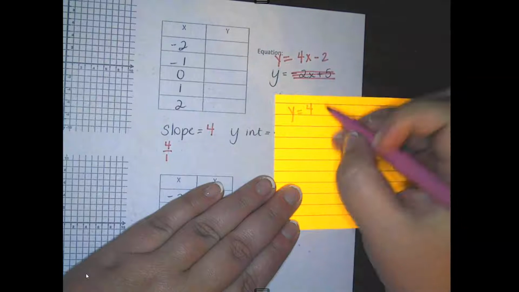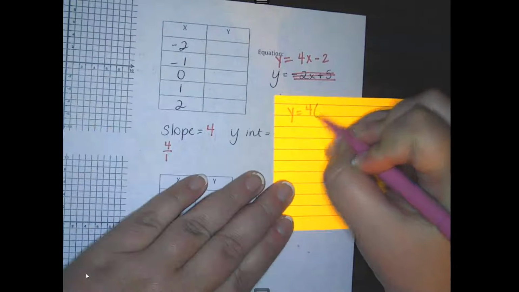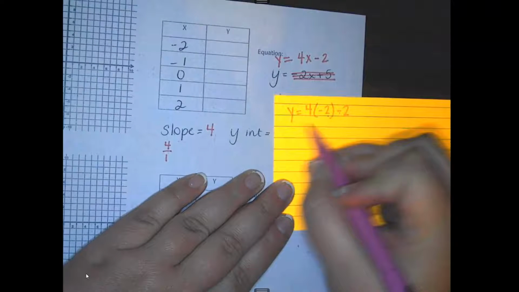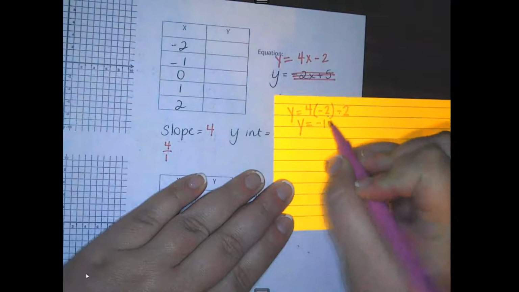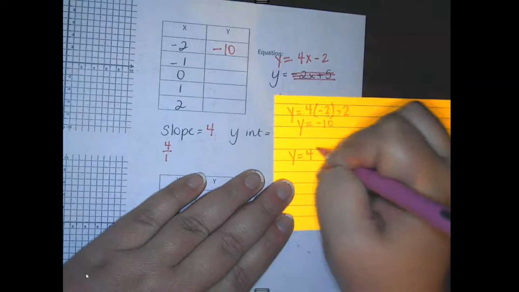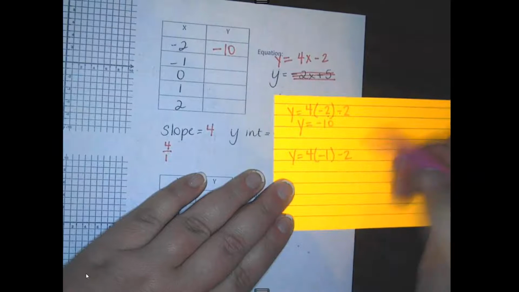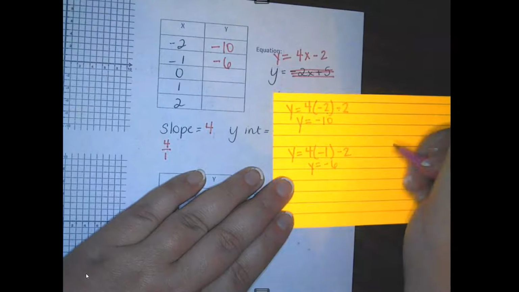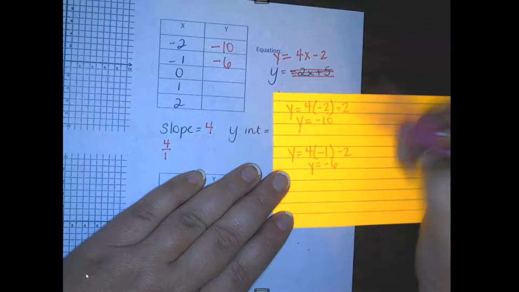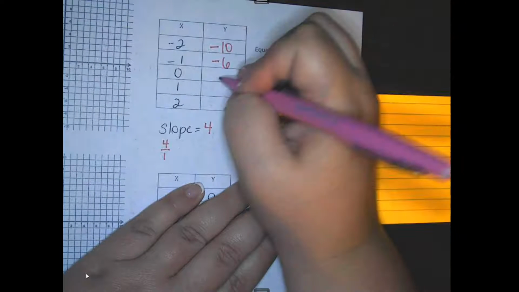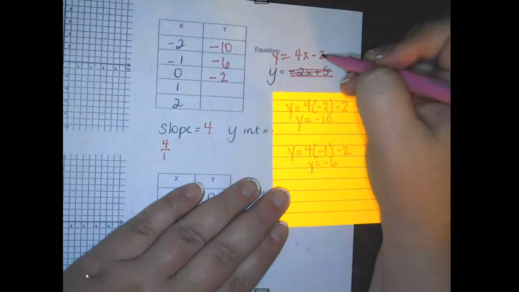So 4, plug in the x. So my first x is -2, so 4 times -2 minus 2. So it's -8 minus 2 is -10. So the first one is -10. Y equals 4 times -1 minus 2. And again, I don't care if you use a calculator for this. I know how weak we are at working with negatives, so I understand that. If I plug in that 0, 4 times 0 is 0 minus 2. It also is my y-intercept.